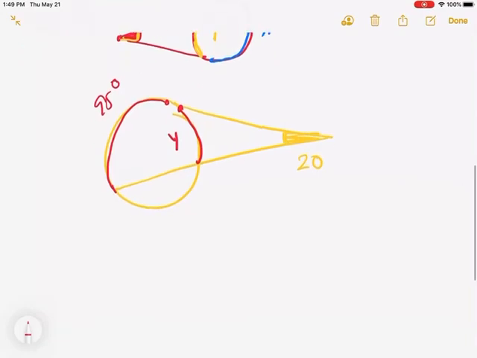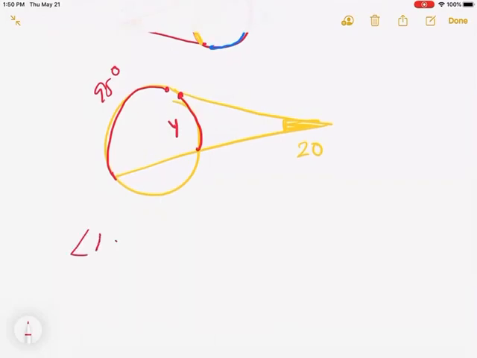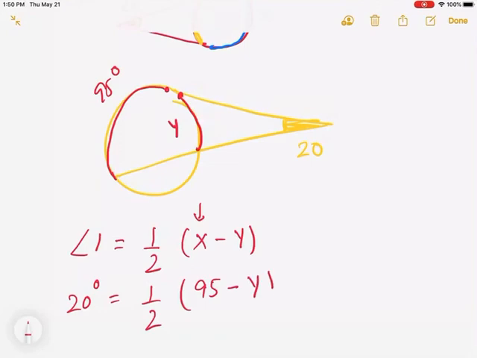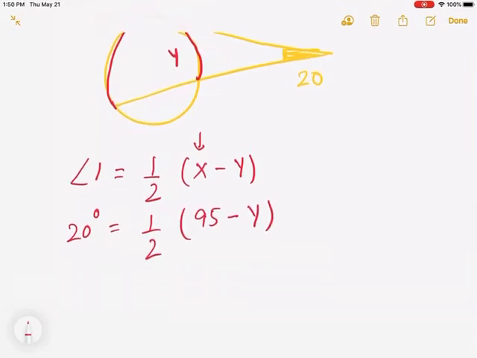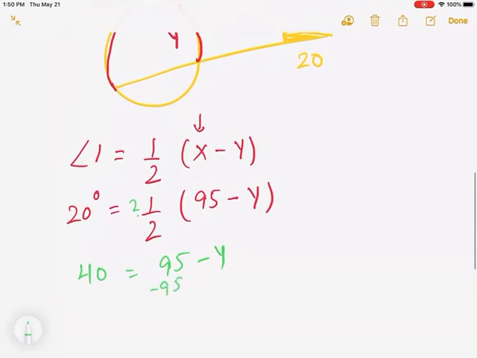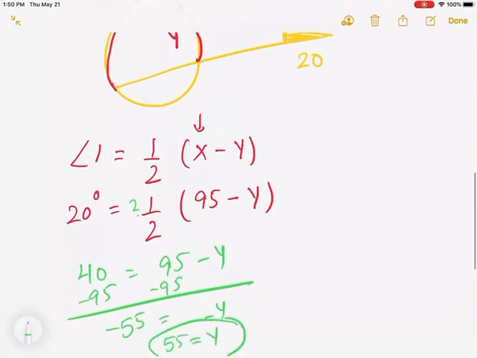There are multiple ways you can attempt this problem. Either you can start off by setting up the equation. As you know, it's angle 1 equals one half X minus Y. Angle 1 is already given, so I'm just going to say it's 20 degrees, equals one half of X, where X is the biggest arc in here, which is 95, minus Y, which is missing. I will leave it like that. Simplify, multiply both sides by 2. This becomes 40 equals 95 minus Y. Subtract 95 from both sides. It's negative 55, which eventually means Y is equal to 55 degrees. There you go. That's how we deal with it.